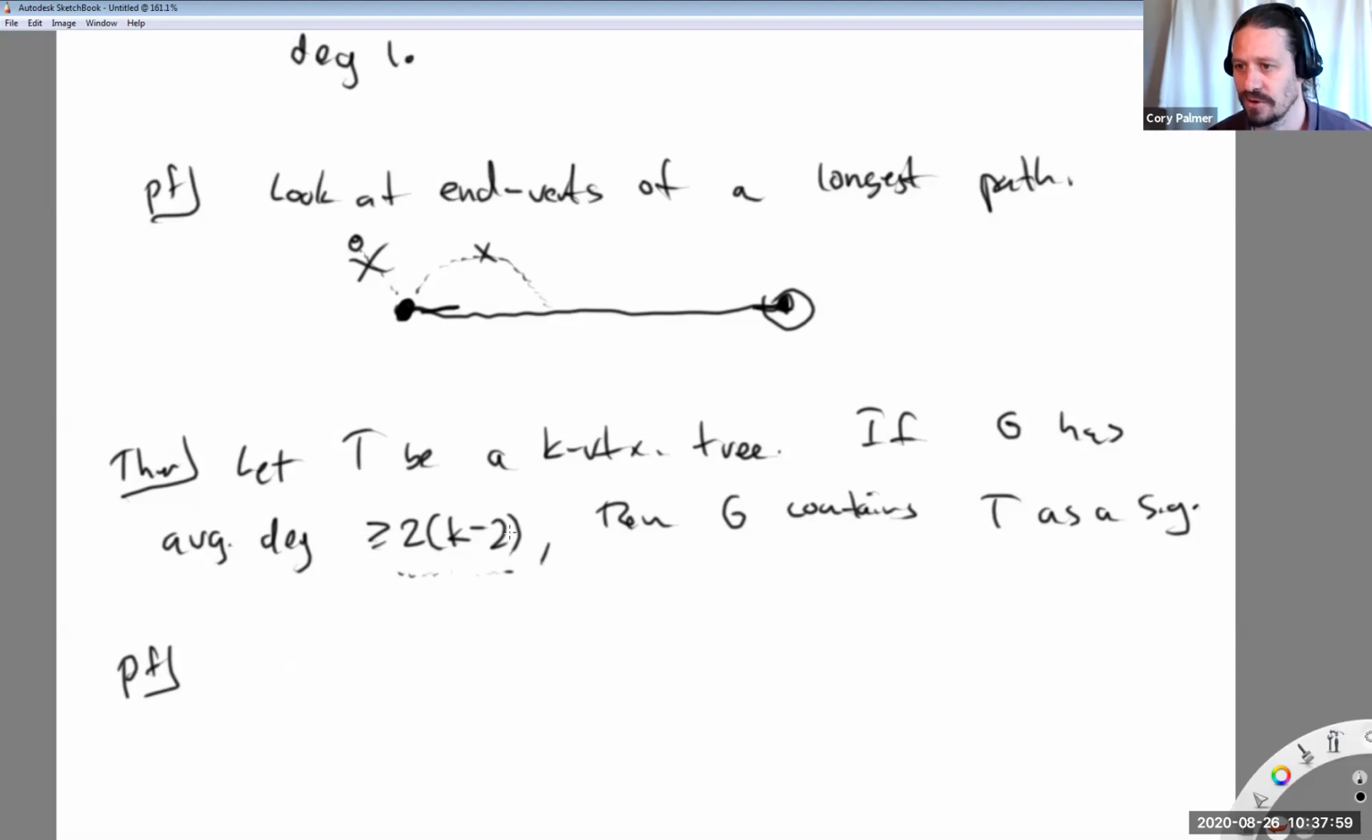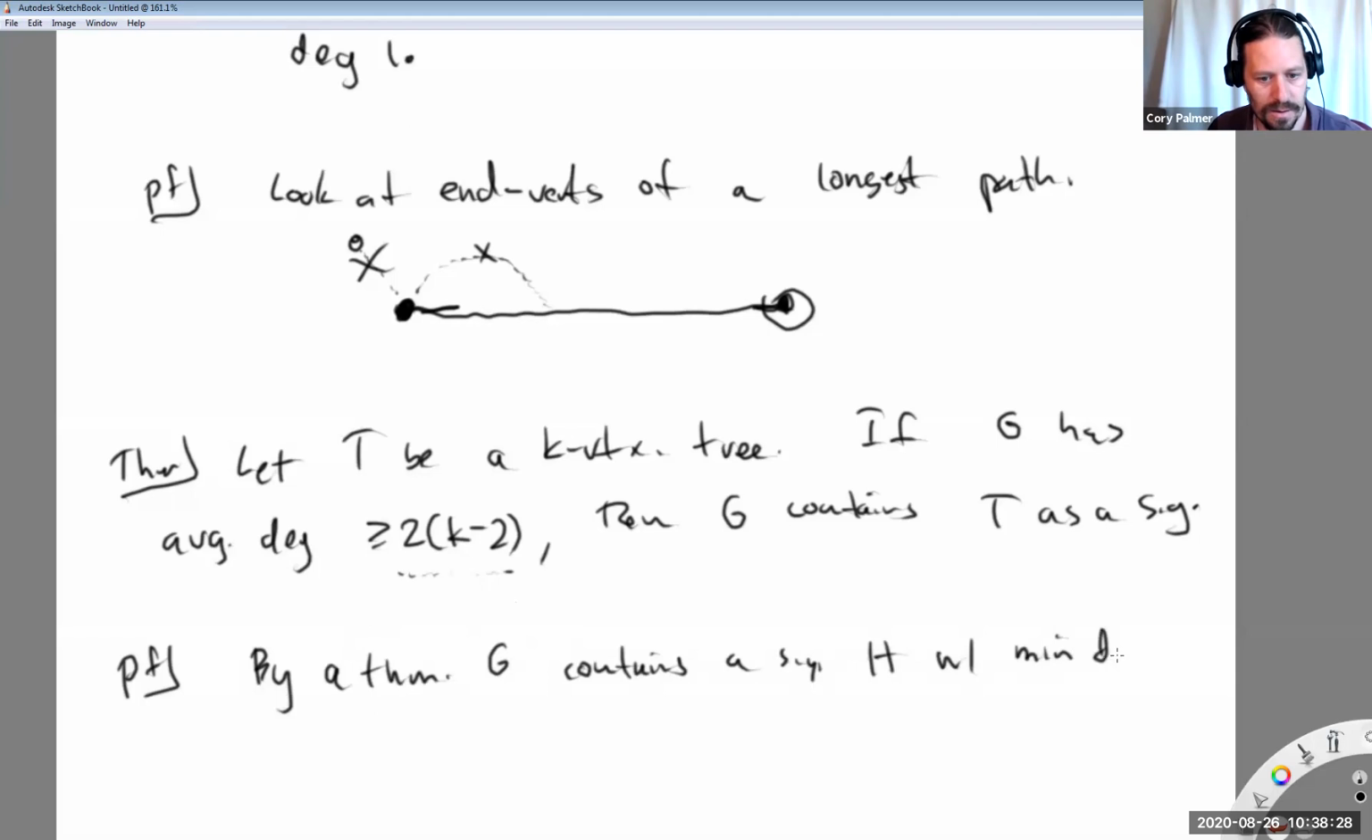There was another theorem about average degree that converted to minimum degree. Anybody remember that? That it contains a subgraph with minimum degree greater than half the average degree. Excellent. Yeah, Christian, great. Exactly. So by a theorem, I don't have a number for it, G contains a subgraph H with minimum degree strictly more than 1/2 the average of G, so D of G, but we know what D of G is, so it's strictly more than k minus 2, right? That's 1/2 of 2 times k minus 2.